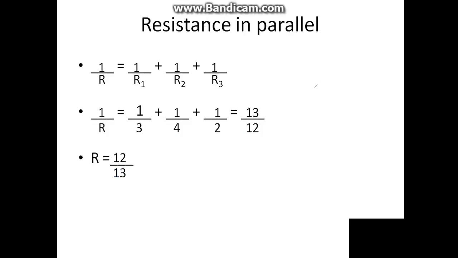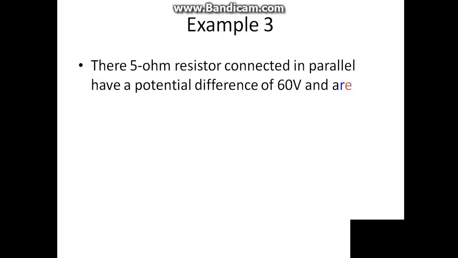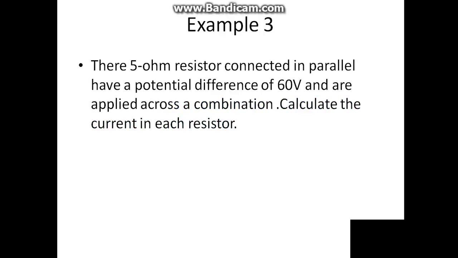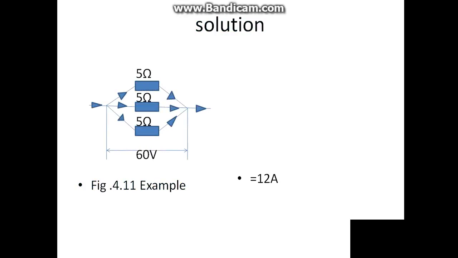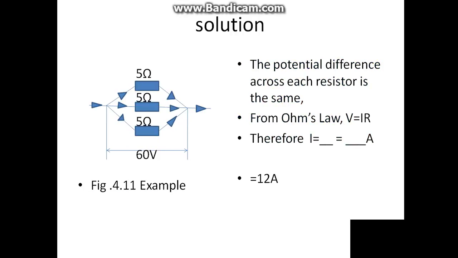Example 3. There are 5 ohm resistors connected in parallel, having a potential difference of 60 volts applied across the combination. Calculate the current in each resistor. Solution. The potential difference across each resistor is the same. From Ohm's law, V is equal to IR. Therefore, I is equal to V over R, which is equal to 60 over 5 ampere, which will give us 12 amperes.